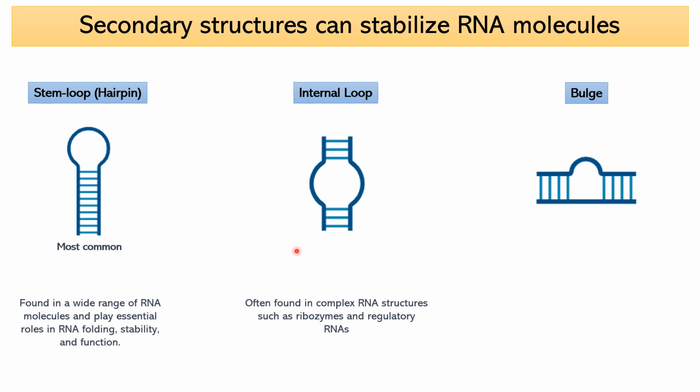When it comes to the internal loop, we can see that it's found in complex RNA structures, such as the ribozymes and regulatory RNAs. When it comes to the bulge, it's a less common structure of secondary RNAs, less common than these two secondary structures, and it's very important, contributing to the structural diversity and flexibility of the RNA.